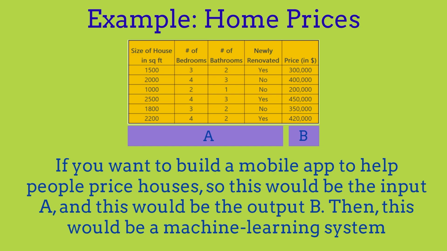If you have a mobile app, then you can filter the search by the size of the house, the number of bedrooms, the number of bathrooms, and whether it's newly renovated, and once you put all those things inside the filter search, it's going to respond with the price of the house. In order to make this application work, you're going to need to provide it with a lot of data, and there are many different ways to do that, as we explained in our previous video. This is how the home prices example relates to machine learning, and in conclusion, machine learning means mapping inputs A to outputs B.